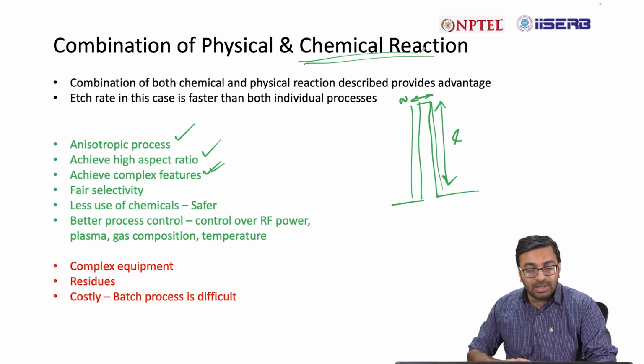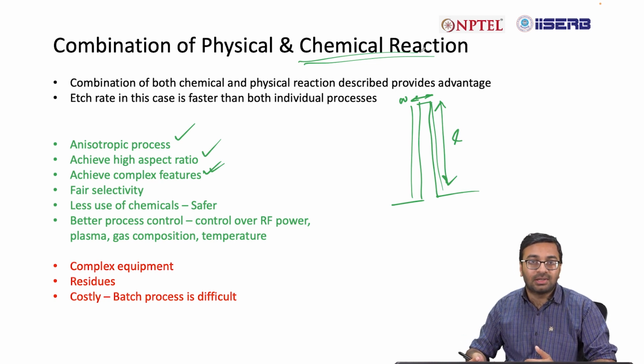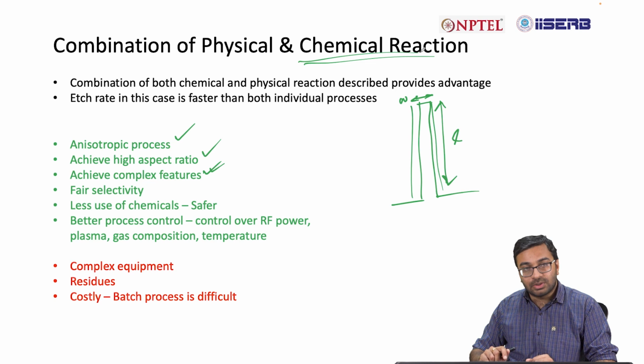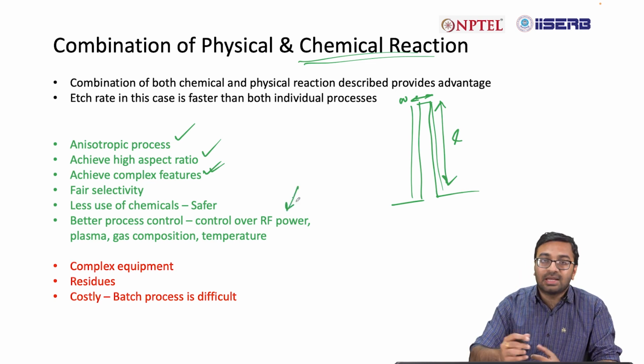Then, there is less use of chemicals, so it's much safer. There is very little use of chemicals. It mostly depends on the plasma generation inside a closed chamber. So the risk of chemical spillage and so on, which was there in the wet etching process, as we explained, is not there. This process is much safer than the chemical process, and the process control is much better, because you have control over the RF power, that is, the creation of plasma.